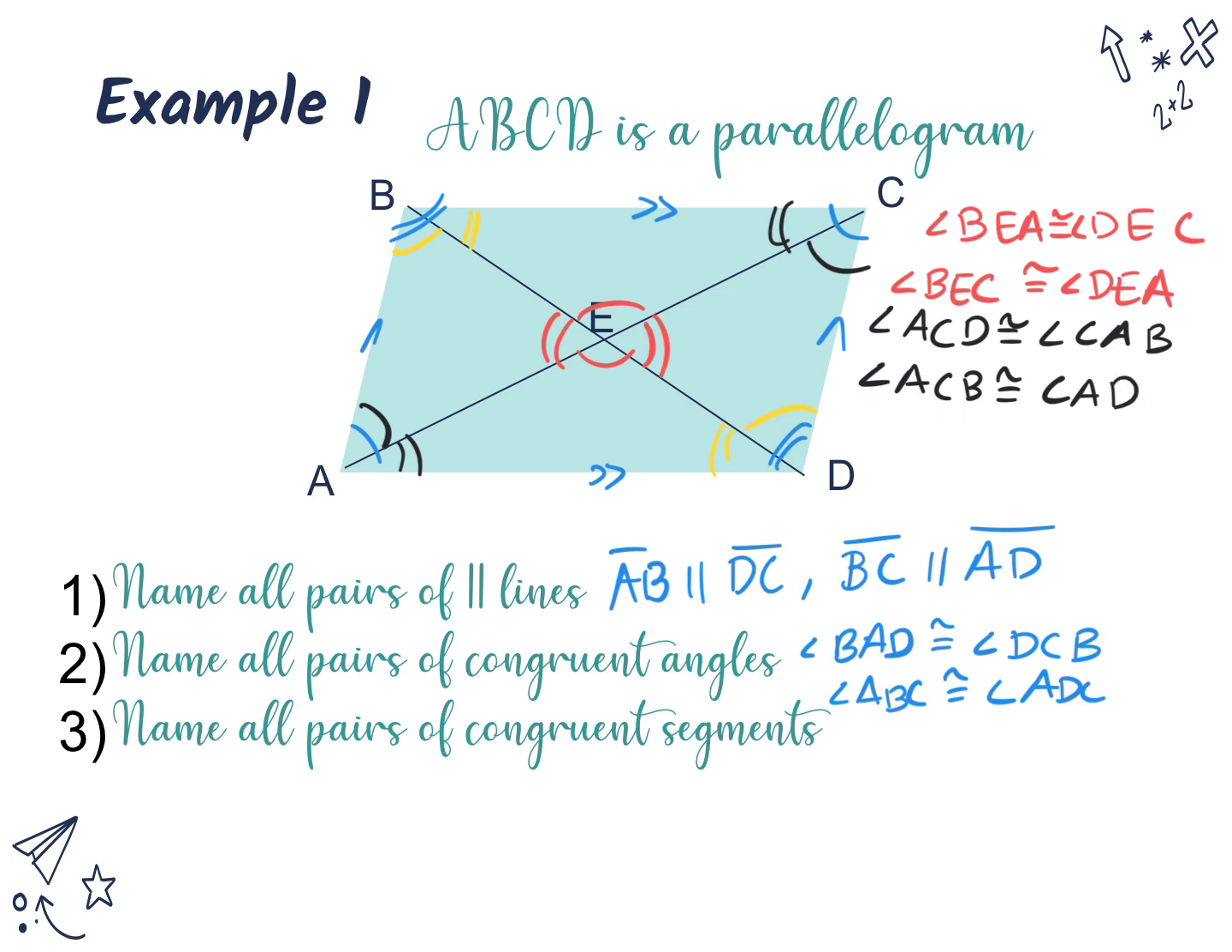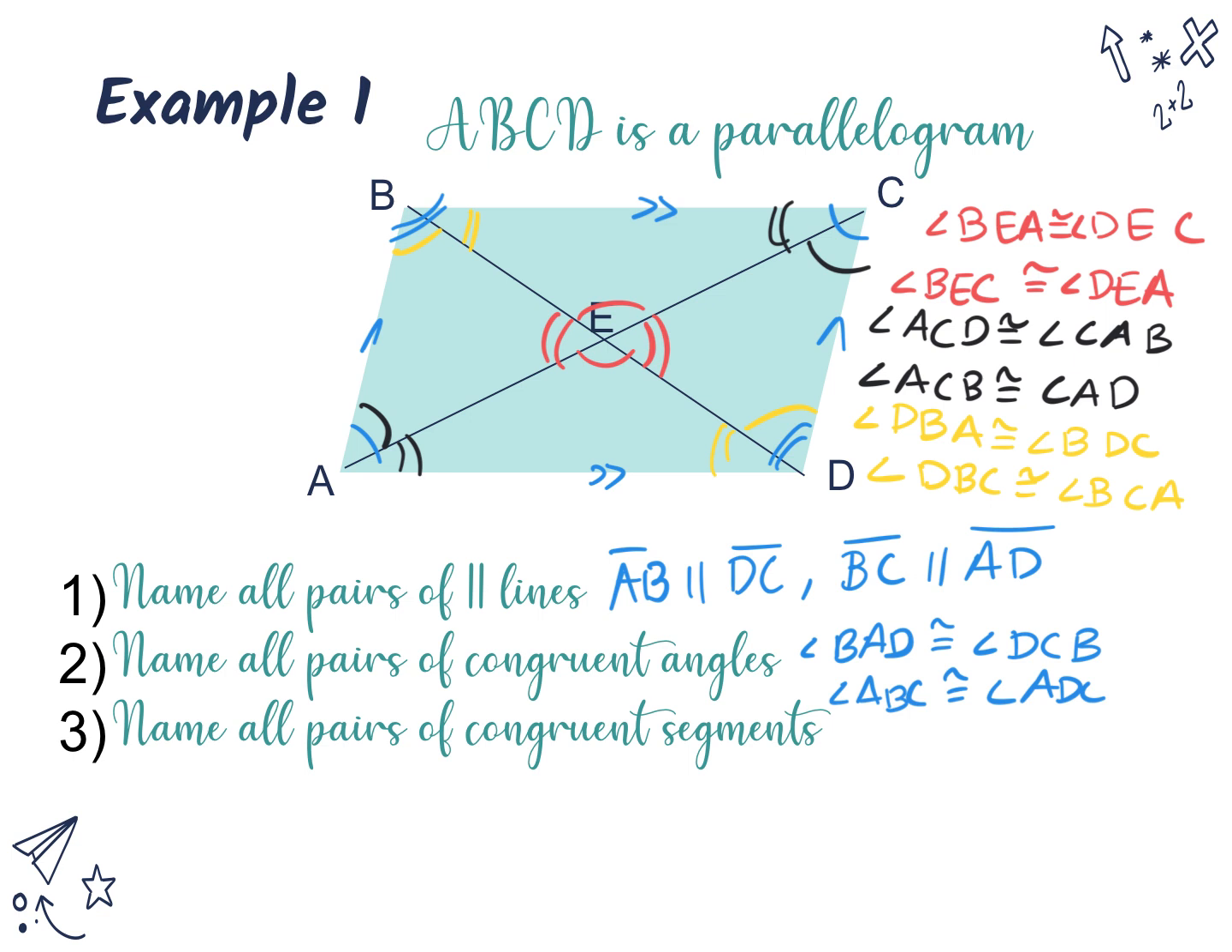And then in yellow, I'm going to change the color for the other pair of angles. It's going to be angle DBA is congruent to angle BDC. And we also have angle DBC, which is congruent to angle BDA. So all of that is just for answer number 2.